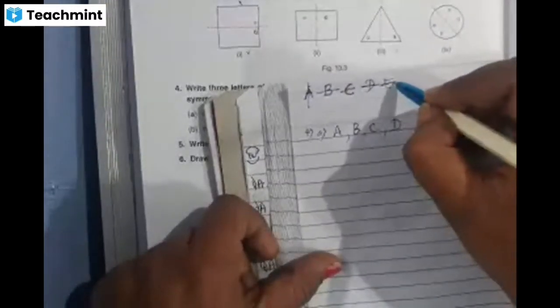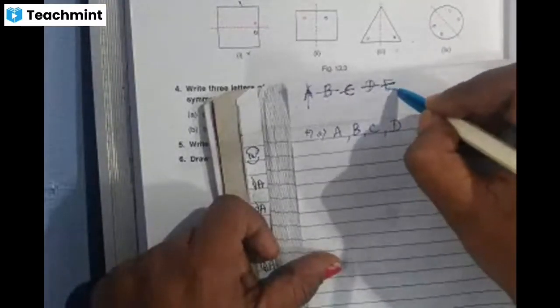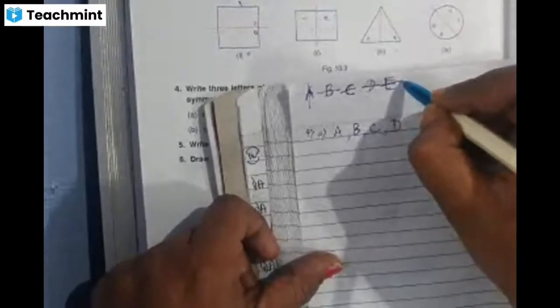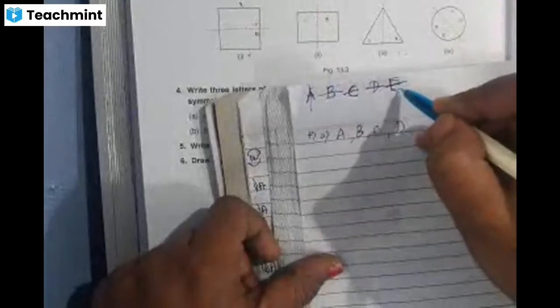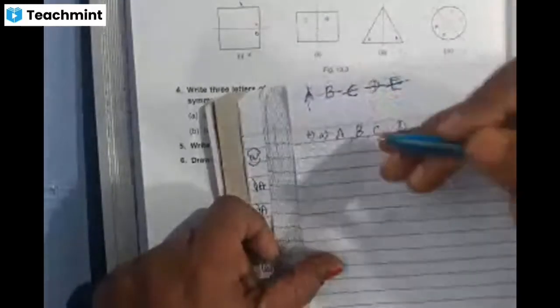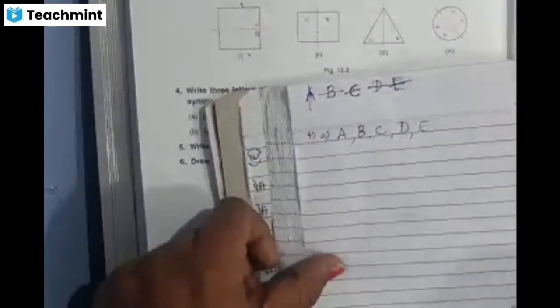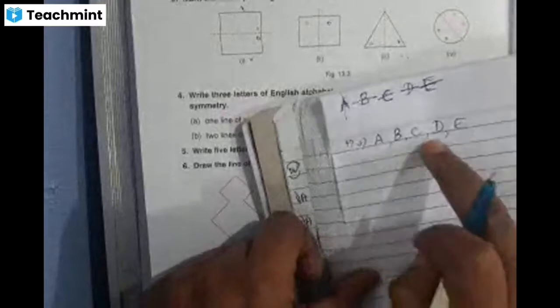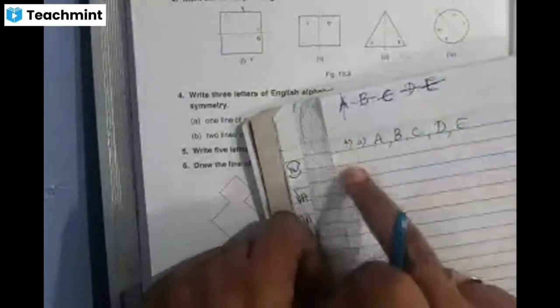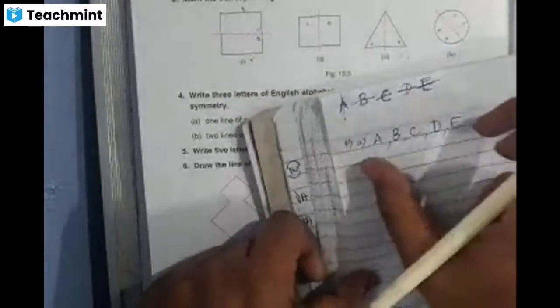Same with the letter E. What happens with the letter E? If this is a line of symmetry, when it is folded, the above part is going to coincide with the below part. So you get one line of symmetry. So in this way, you get for A, B, C, D, E in the English alphabets only one line of symmetry, children.